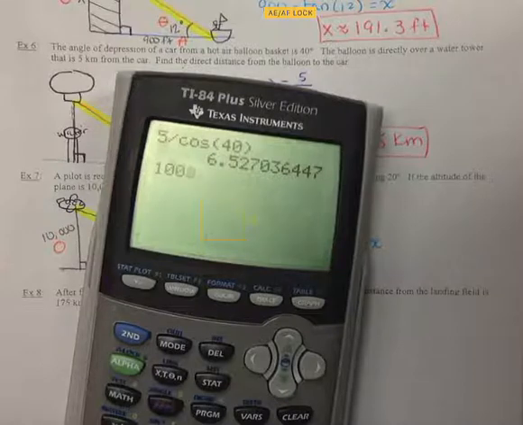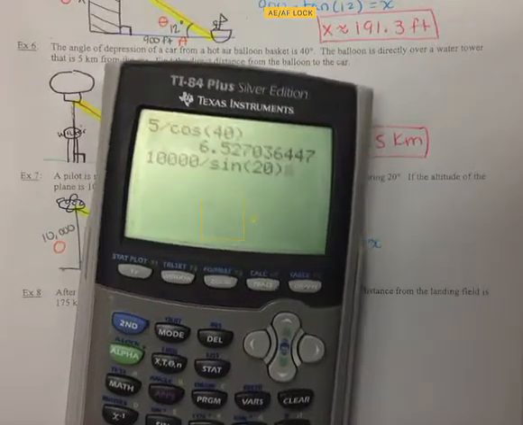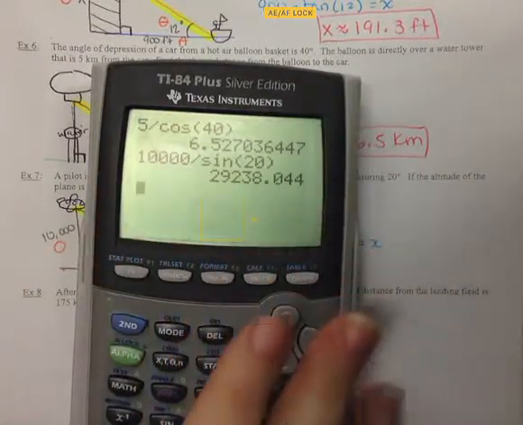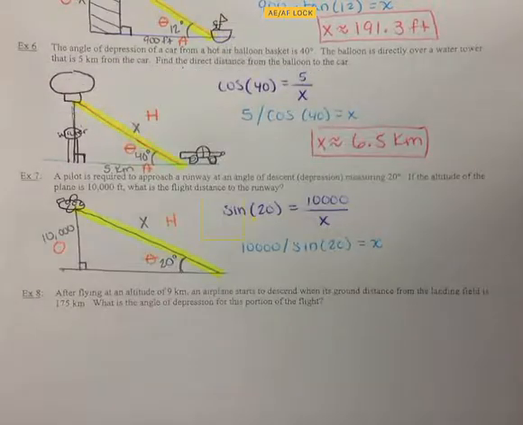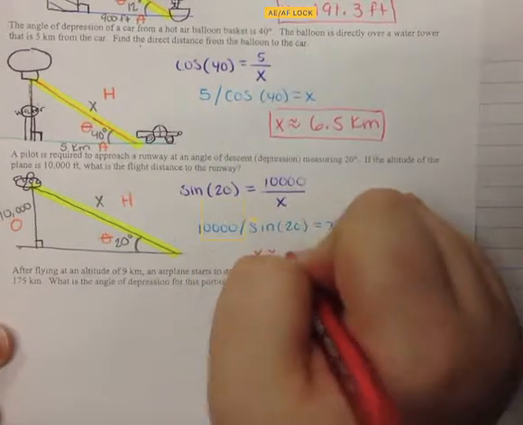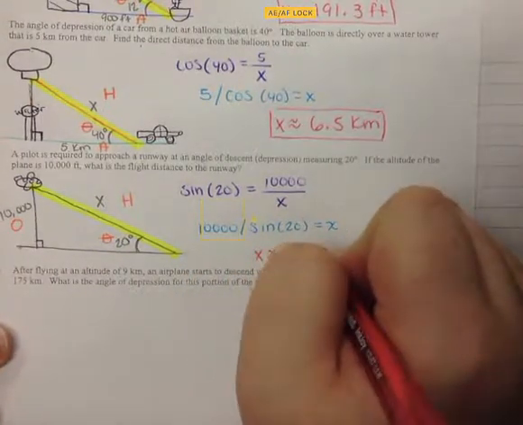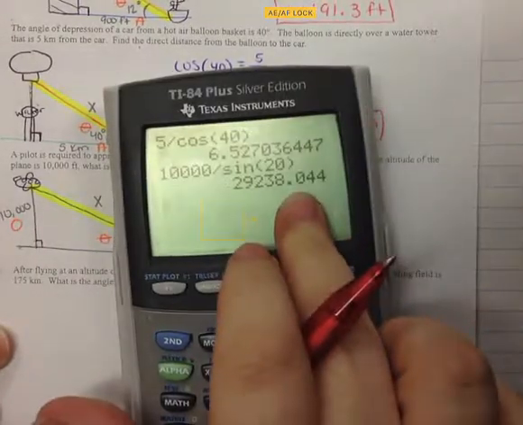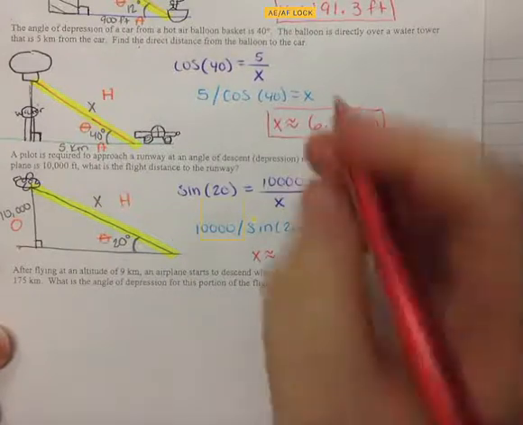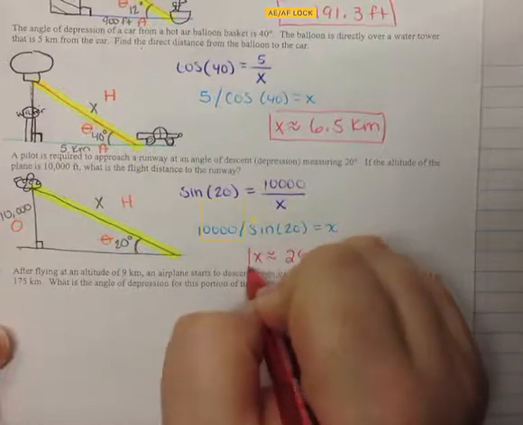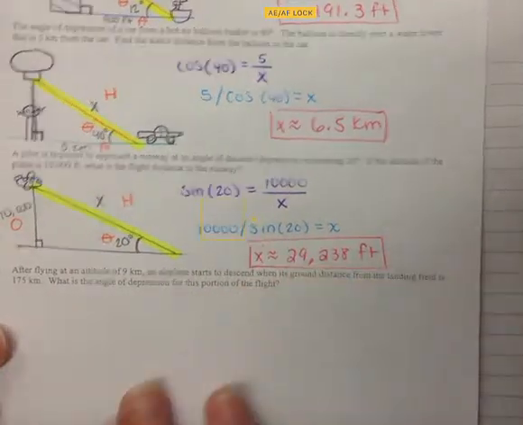So 10,000 divided by sine of 20 degrees, close parentheses. We have 29,238. So it will take a long time. It takes it a while to get to the runway. So X is approximately 29,238, and it would be 0 tenths. So 29,238 feet away from the runway. That's how much further it has to fly.